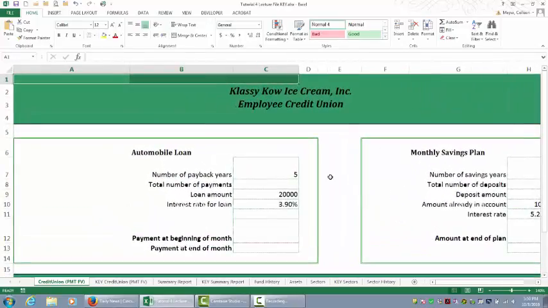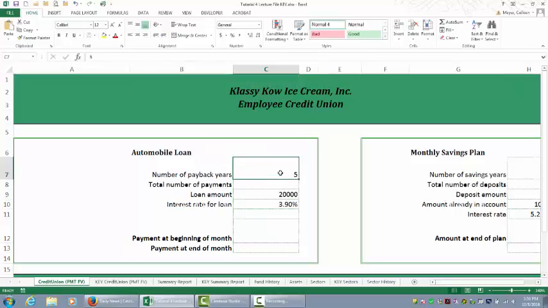So the purpose of using the PMT function is really to help you manage your finances, and we're going to project what the cost would be on a monthly basis for a particular payment. Now, there are certain arguments that you would need for this payment function. So let's go over some of the items that we have here. First of all, for an automobile loan or any kind of loan, the number of years to pay back the loan. So we have 5 in there for 5 years.